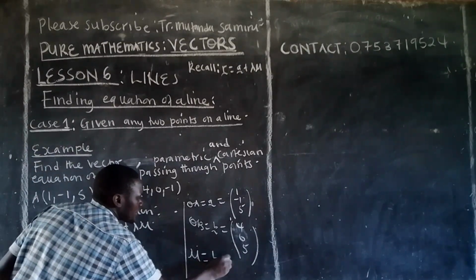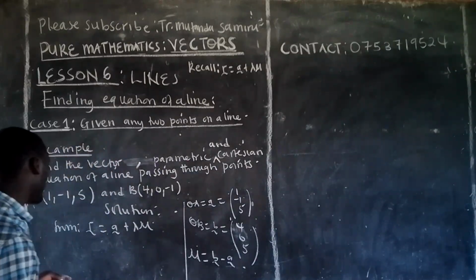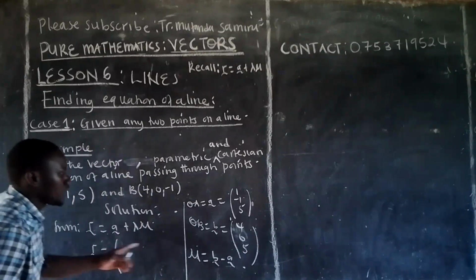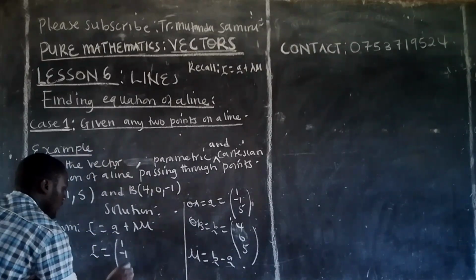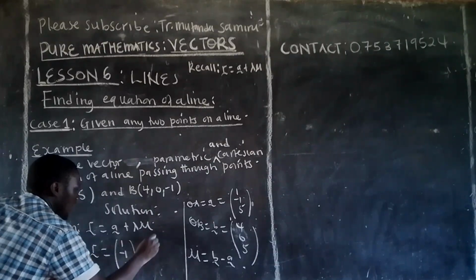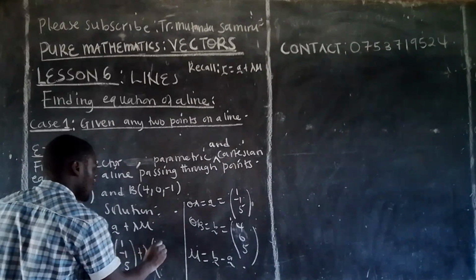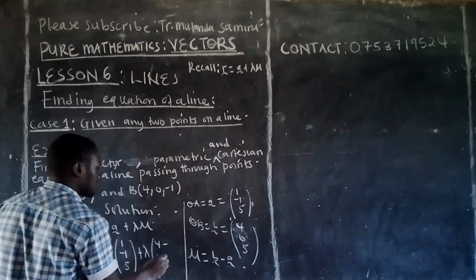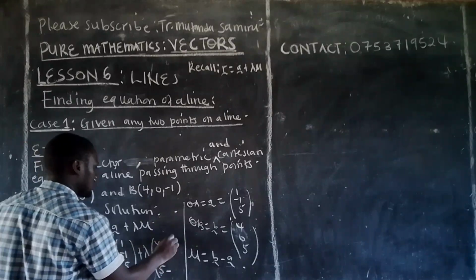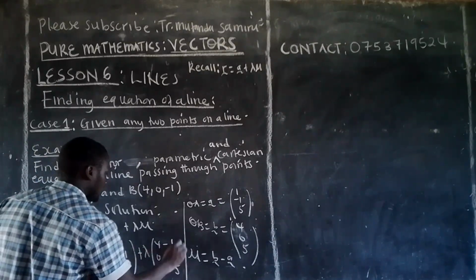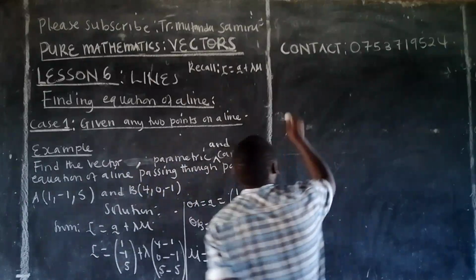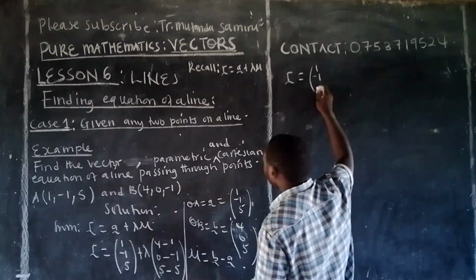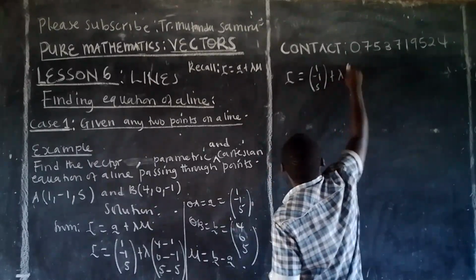So now, our mu is equal to vector B minus A. That's what we mean. So therefore, I will substitute, and I will say r is equal to vector A, which is 1, negative 1, and 5, plus lambda. Now we're going to subtract B minus A. Where is the B? 4, 0, and 5, minus A, which is 1, negative 1, and 5. So it will be our final answer. Our final answer will be r is equal to 1, negative 1, 5, plus lambda.